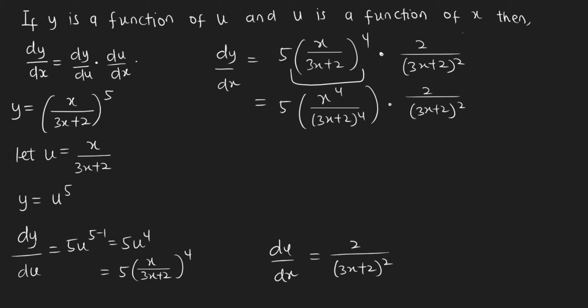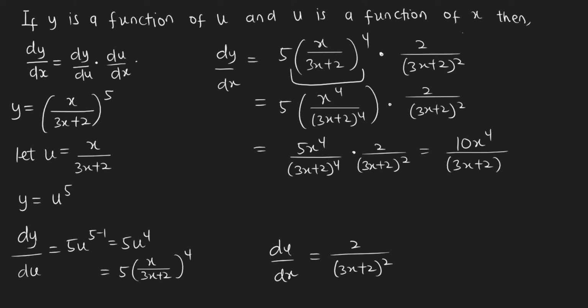Okay, this is what you are going to have. So we can further simplify this to 5x to the power 4 divided by (3x + 2) to the power 4, multiplying 2 over (3x + 2) squared. Okay, so now multiplying 5x to the power 4 by 2 gives us 10x to the power 4, divided by (3x + 2) to the power 4 multiplying (3x + 2) to the power 2, which gives us (3x + 2) to the power 6. Okay, so that will be the derivative of that function.